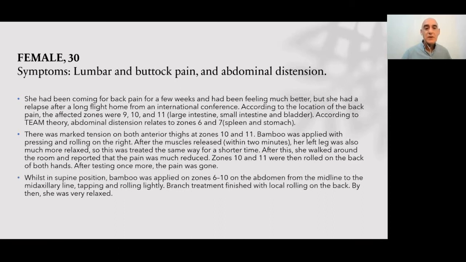And then we got her to lie face up in supine position. And we worked on zones 6 to 10 on the abdomen from the midline out towards the lateral aspects. So those whole horizontal zones. And then we finished with local rolling on the back, just working where the pain was as well. By then she was very relaxed, and we finished just with a very light Toihari style root treatment.